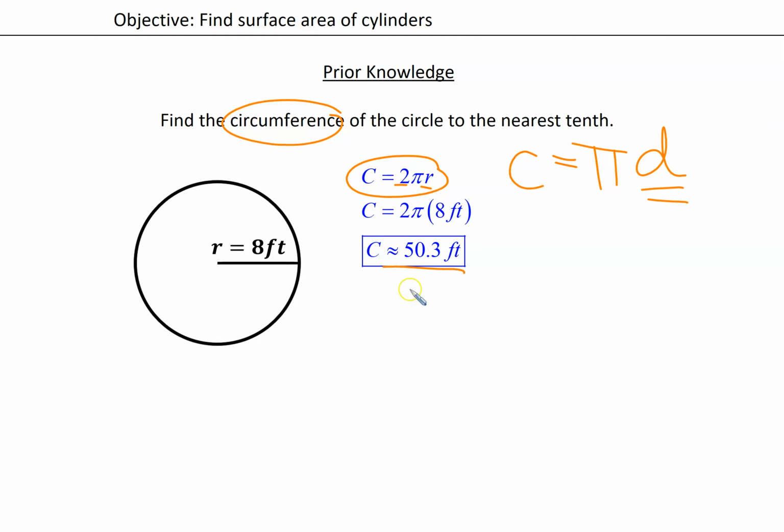And that gives us a circumference, which notice is a linear measurement, measures the outside edge. Like if I cut the circle and laid it out flat, it would give me a line segment, and that is the length of that line segment.